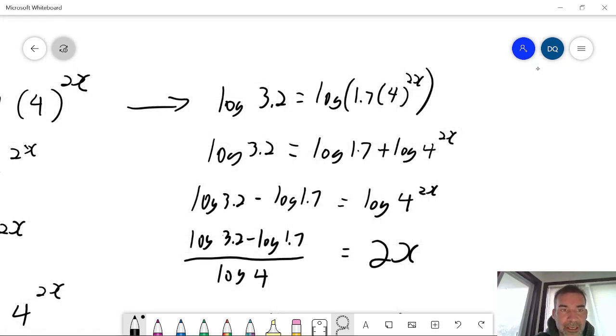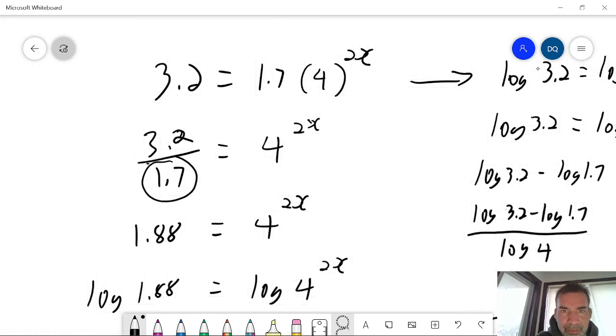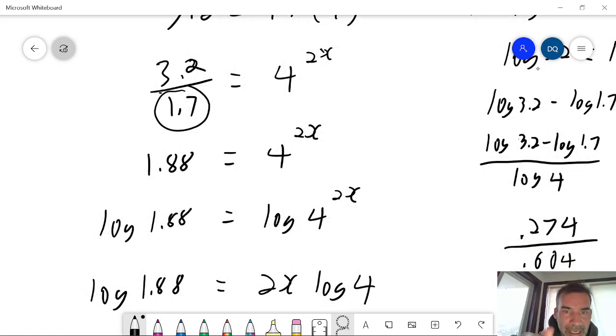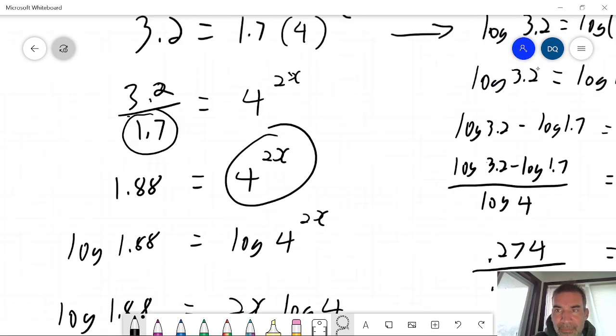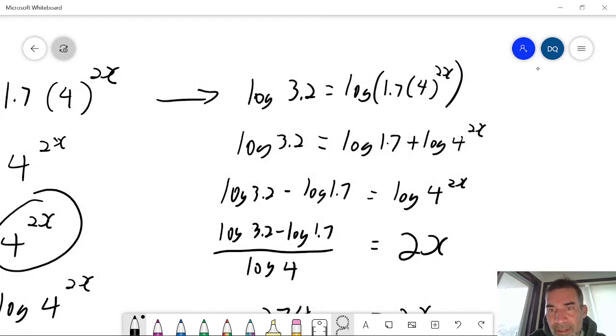So in the first way I did it, I divided out the 1.7 and then I took the log of both sides. So once I had just a simple power, and by a simple power I mean the base and the exponent and nothing else there. When I did it this way, I immediately took the log of both sides. However, I took the log of a product. I took the log of 1.7 times 4 to the 2x. And if you do that, you would then have to split them up to end up getting the x by itself, using the product rule for logs.